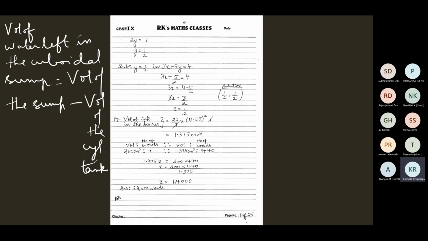The volume of the water left in the sump will be whatever is the full capacity of the sump, minus the water which has been transferred to the cylindrical tank, the volume of water in the cylindrical tank. That's all. If you just write this, you can get the answer.